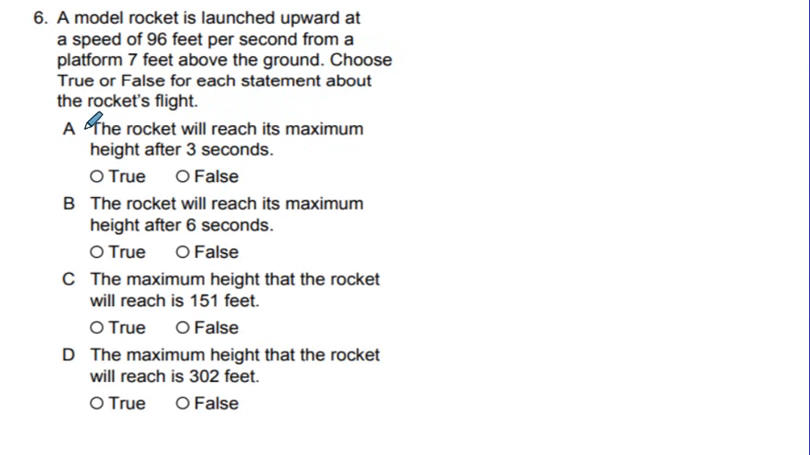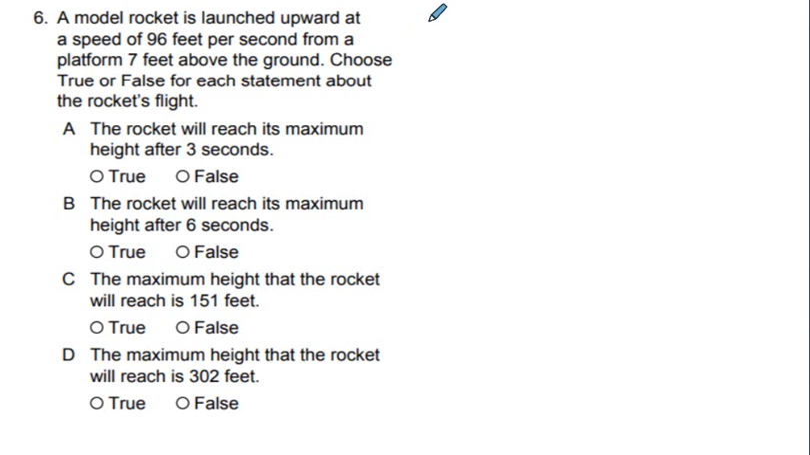And if you look at the answers here, we have A, the rocket will reach its maximum height after 3 seconds. B, the rocket will reach its maximum height after 6 seconds. So both of those cannot be true. And same thing for C and D. We have maximum height 151 feet, and D we have maximum height of 302 feet. Both of those cannot be true.